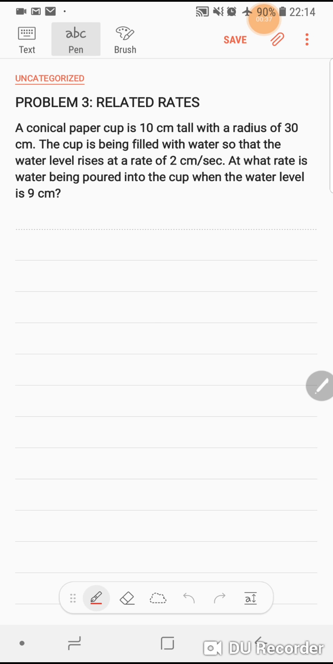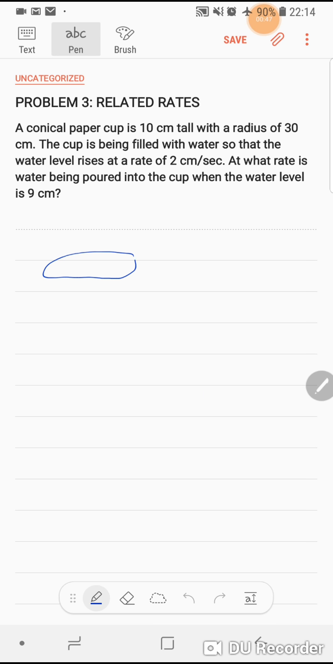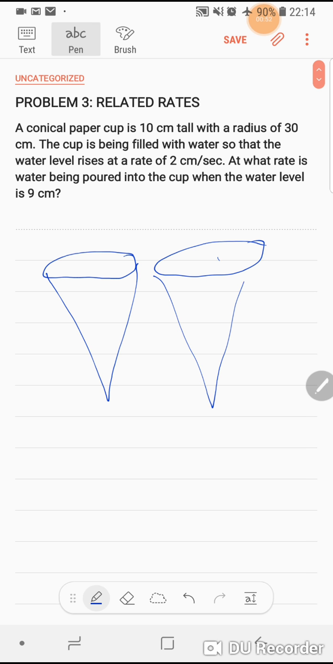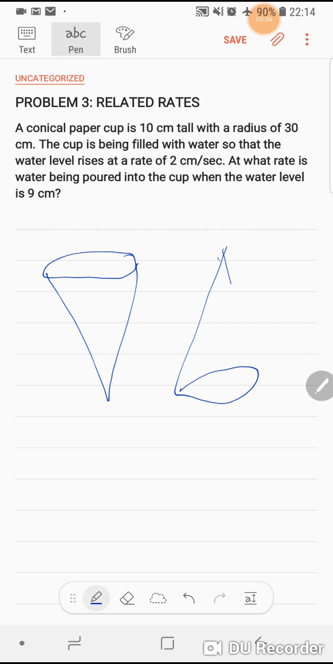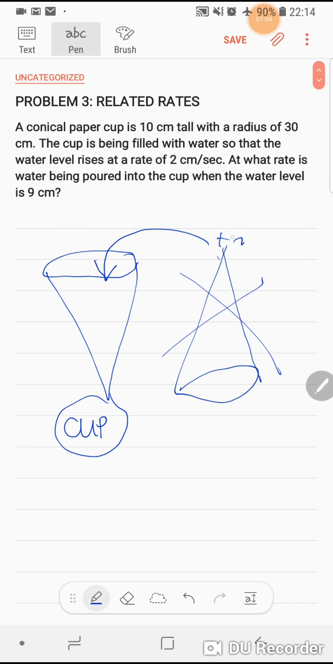So obviously, when you say a conical paper cup, it can either have this kind of shape, right? Or, yeah, we can't obviously have this kind of shape because it's obviously a cup. So water is being poured into the cup.